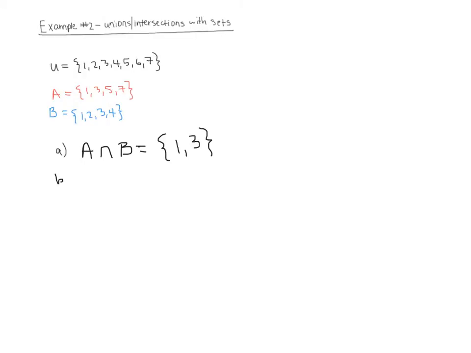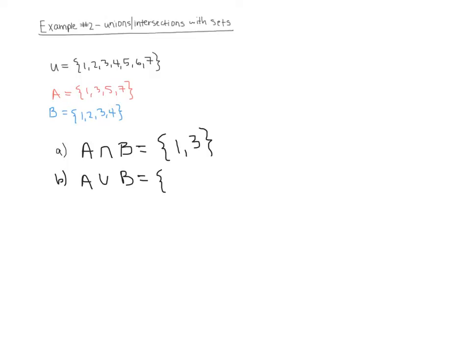Okay, for part B, let's talk about, well, what is the union of subset A and subset B? The union, remember, a union takes everybody. So what does that mean? That means that in the union between A and B, the numbers 1, 3, 5, and 7 must appear. But also, the numbers 1, 2, 3, and 4 must appear. Okay? Anytime there's an overlap, we do not list the numbers twice.